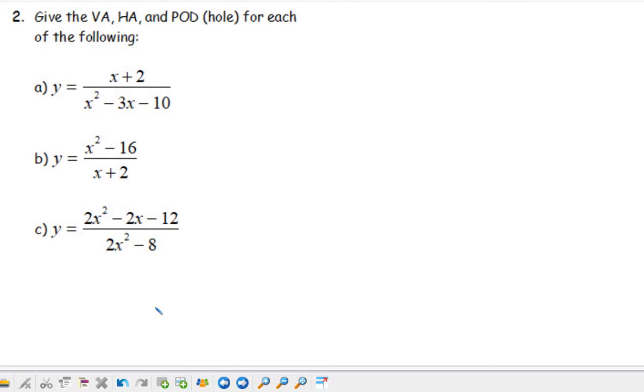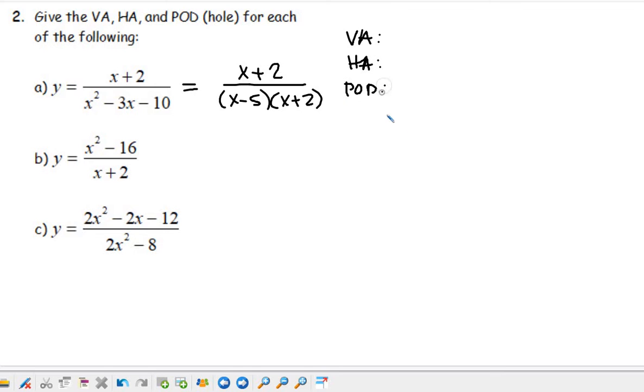So remember, vertical asymptote is what makes the denominator 0. Horizontal is the little over big, big over little, and same over same. And POD, which is a hole, means it makes the numerator and denominator 0 at the same time. So they should cancel. Okay, so in order to figure this out, we have to factor. So I have x plus 2 over x minus 5, x plus 2. So VA, HA, and POD, or hole.